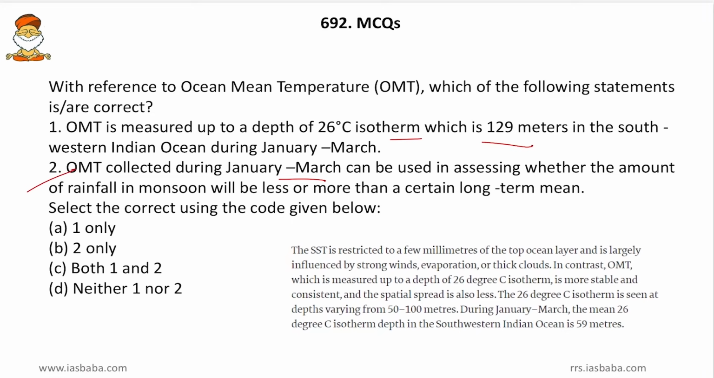But the first one is very difficult friends. It is purely factual. We don't know whether January-March can be wrong in this, or whether the 129 meters can be wrong, or whether 26 degrees Celsius is right or wrong.